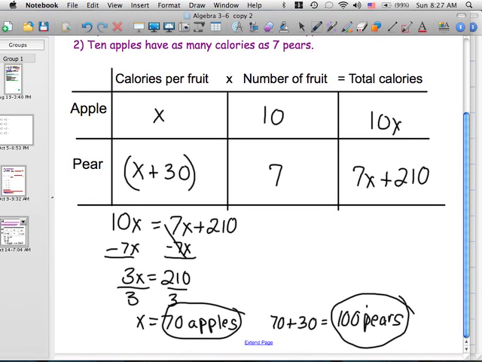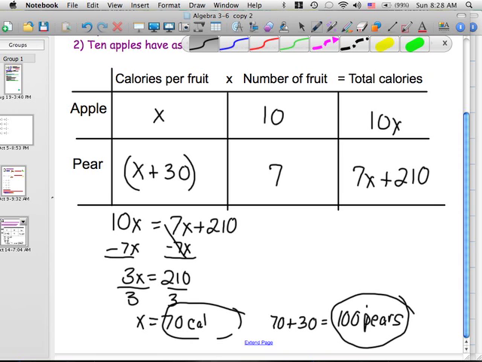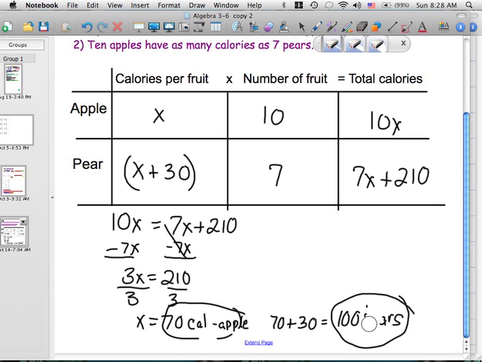Excuse me, that's not how many apples there were. 70 calories in an apple. And there's 100 calories in a pear.